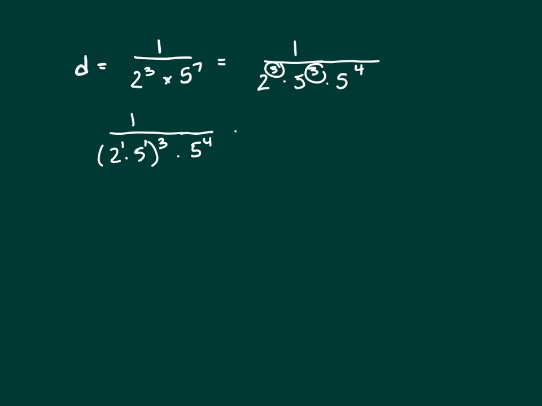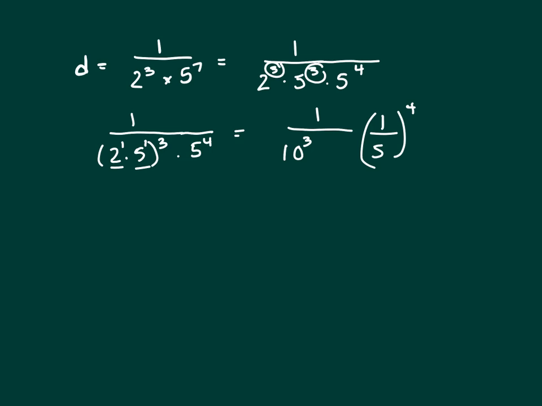Alright, so now what I have is 1 over 10 cubed, because 2 times 5 is 10. And let's rewrite this 5 to the 4th as 1 over 5, the whole thing to the 4th, because a 1 in the numerator won't mess with anything. Now this 1 over 10 cubed, all that does is just mess with your decimal.